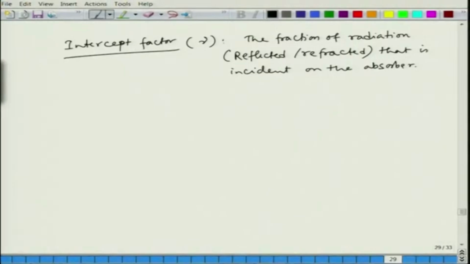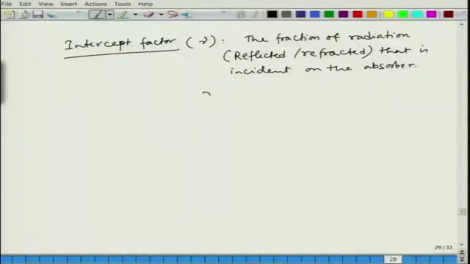So, we will see that it will be important that all the radiation that are going through the aperture and then getting refracted or reflected to be focused to the absorber may not reach the absorber. So, only a fraction of that will reach. So, ideally we want all the radiation passing through the aperture reaches the absorber. Okay. But in reality this intercept factor will be less than equal to 1.